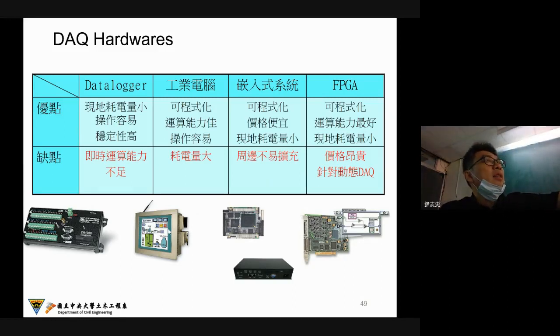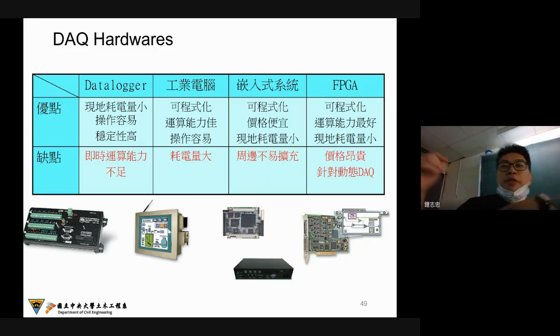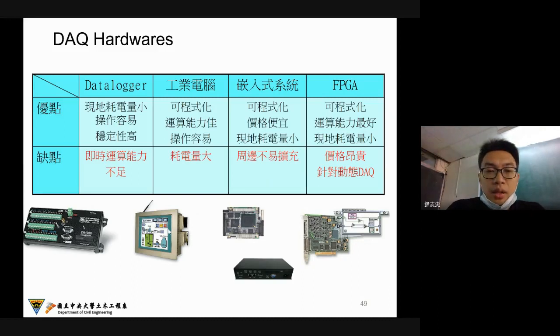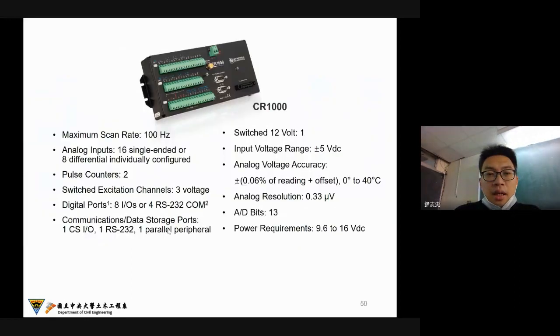For that one, maybe 70 to 80,000 NT dollars for that machine. Okay, but for the FPGA, maybe more than 100,000. Okay. So later I will show you how to control the data logger. This is what we call the CR1000 from Campbell Scientific.